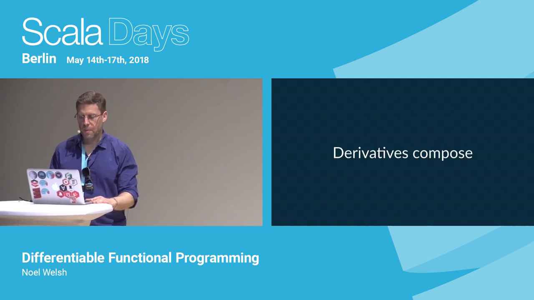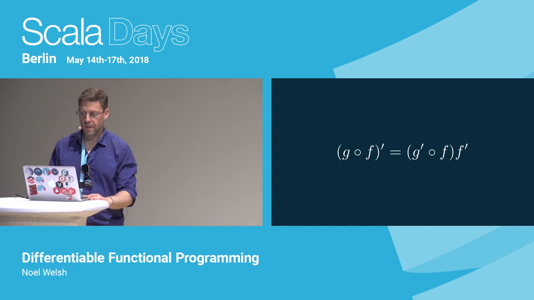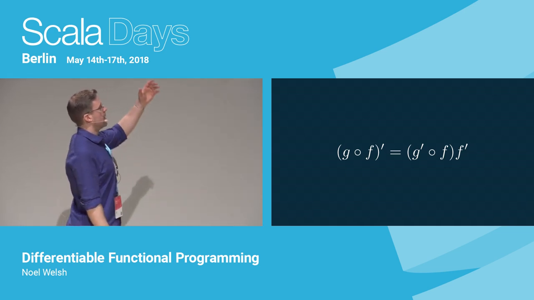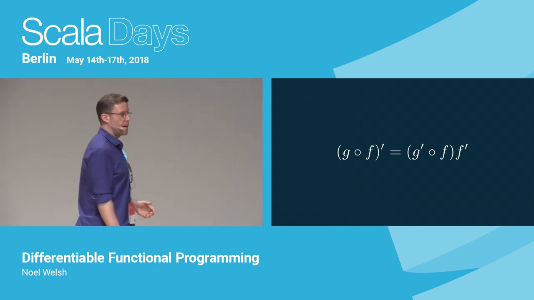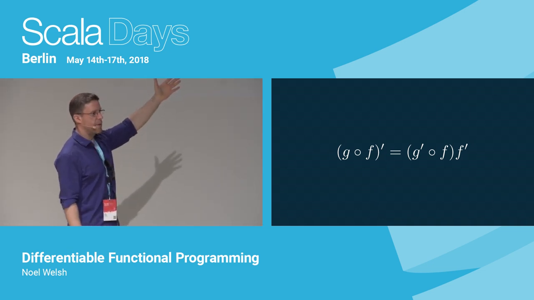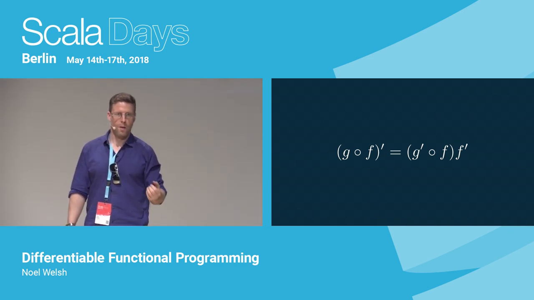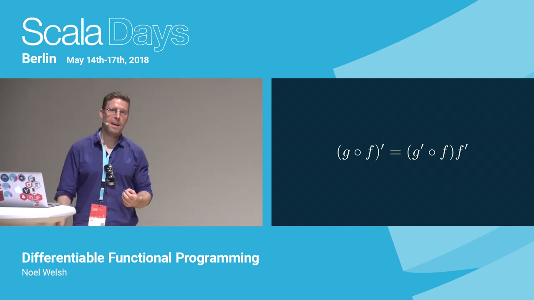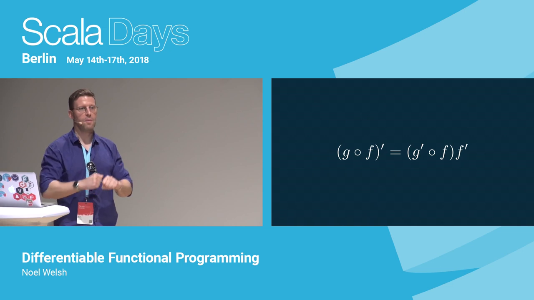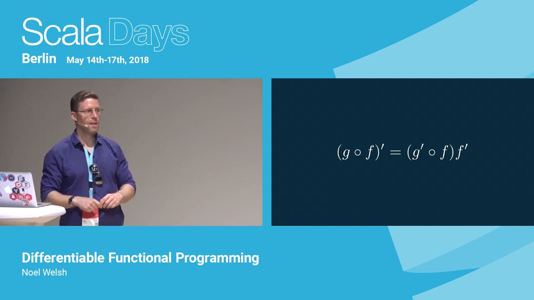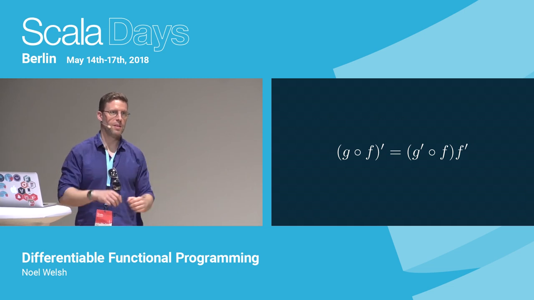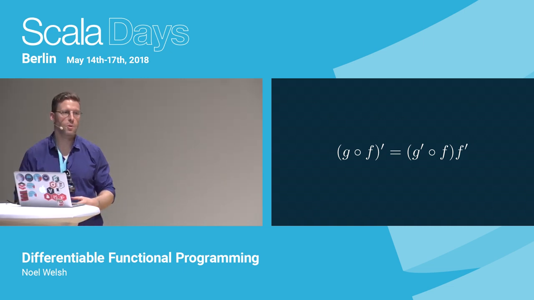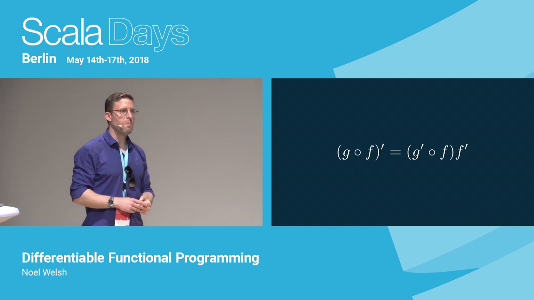Now, the important part about derivatives is they also compose. And this, if you remember from calculus, is called the chain rule. What this is saying is the derivative of two functions composed together is the derivative of the outer function applied to the output of the inner function, multiplied by the derivative of the inner function. This is really important because it means we can calculate derivatives separately and then combine them together. If we couldn't do that, then deep learning wouldn't work because we wouldn't be able to build it up from small pieces. We'd have to treat the whole thing as one giant unit. So composition of derivatives by the chain rule is the whole thing that makes this work.